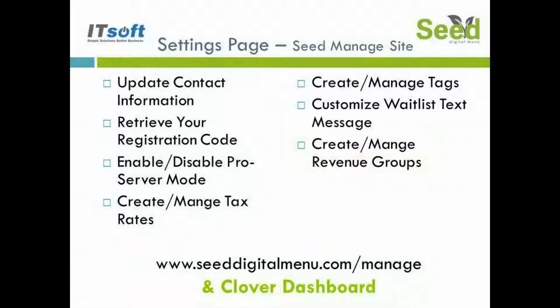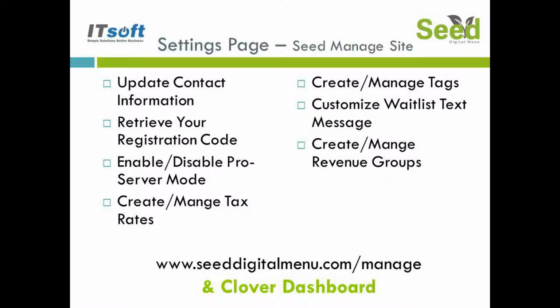The settings is where you can edit your restaurant and contact information, retrieve your Seed registration code or license key, enable or disable the Pro Server mode, create a new tax rate, manage your tags, customize the text messages your guests will receive on the waitlist or the reservation list, and define your custom revenue groups.